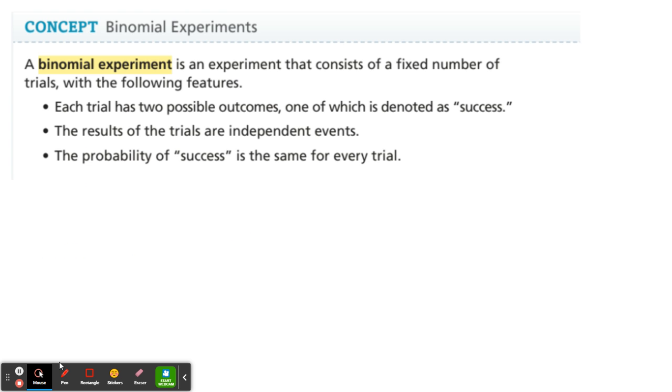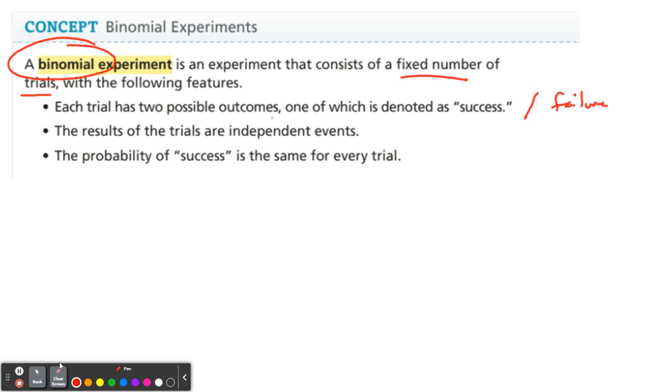So a binomial experiment, and this prefix bi means two. A binomial experiment consists of a fixed number of trials. Typically, we let that number be n, where each trial has two possible outcomes: success and failure.